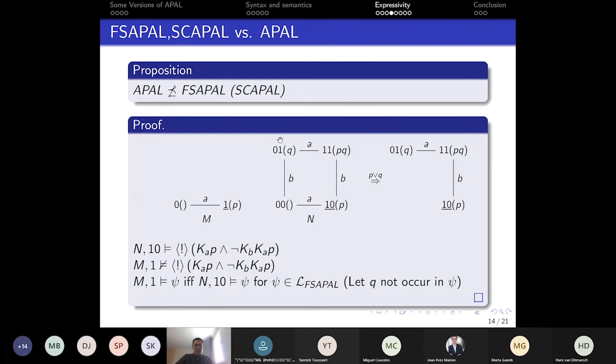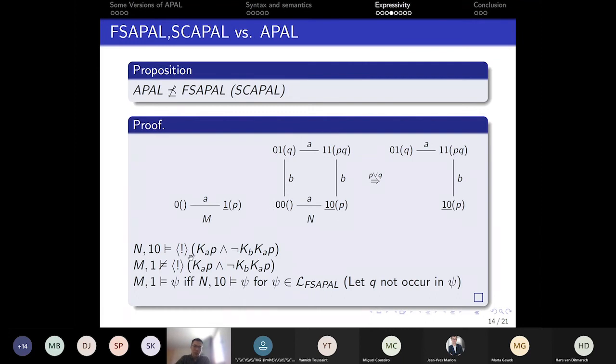Okay. So here we will give two examples of how we show these expressivity results. The first one, we could show FS-APAL is not at least as expressive as APAL. So according to the strategy we talked about before, here is an APAL formula, and here are two models. Model M has two states, 1 and 0, and the model N has 4 states, and its valuation and relations are depicted in the picture.